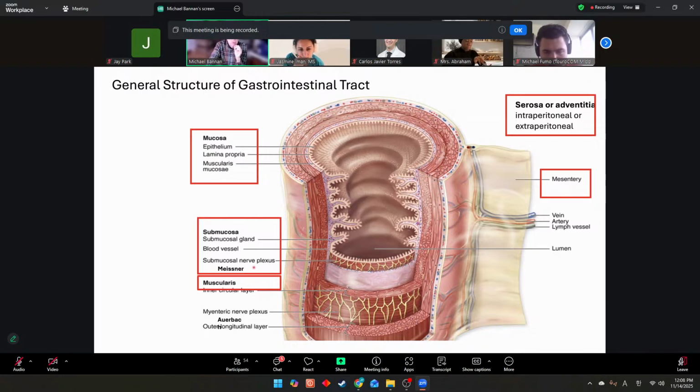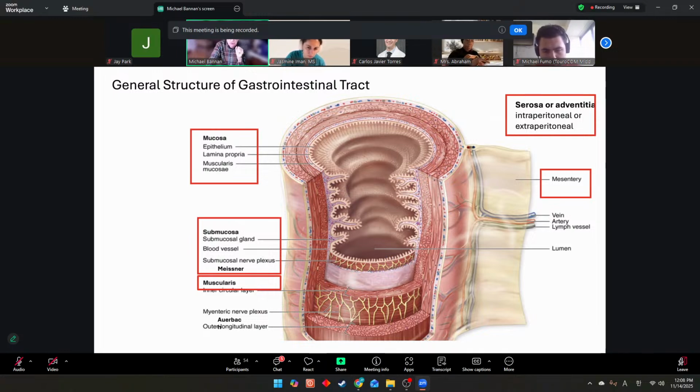So if we ask you about a nerve plexus in the submucosa of the ileum, it would be Meissner. If we ask you about a submucosal nerve plexus in the duodenum, it would be Meissner. Okay? The muscularis propria has its own neural plexus, and that is between the two major layers of the muscularis, the inner and outer layers.